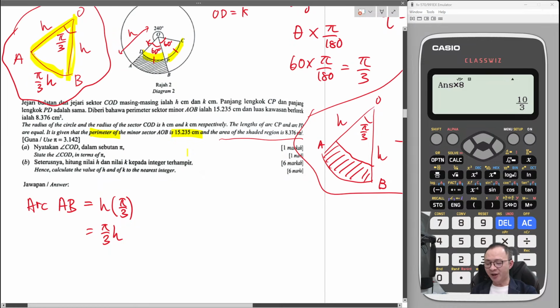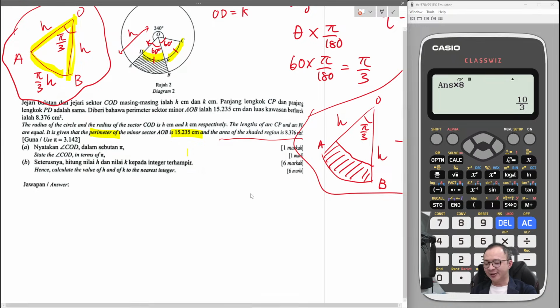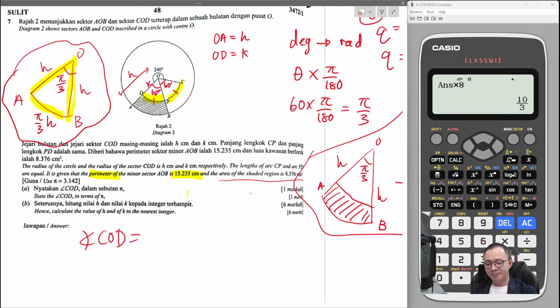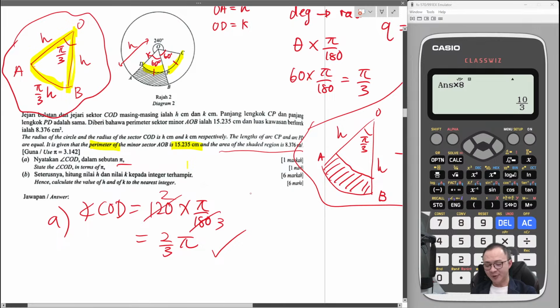Okay, if you got it, now I start to do the question. State the angle of COD. So angle of COD is basically 60 plus 60 is 120 degrees. You multiply pi over 180 because they want it in terms of pi. So divide 60, so it's 2 over 3 pi. Done. I believe 1 mark. Easy peasy. Then we go to the B.